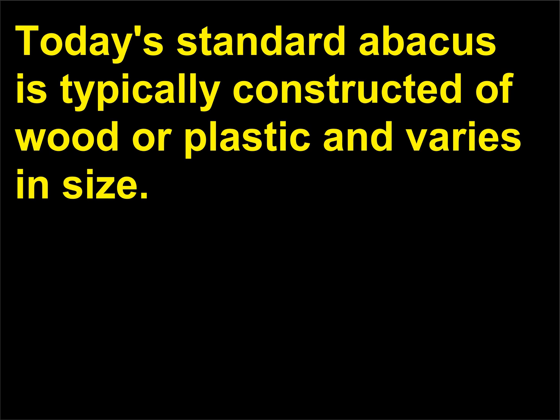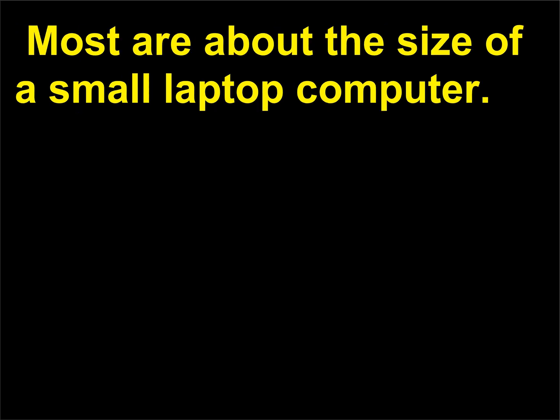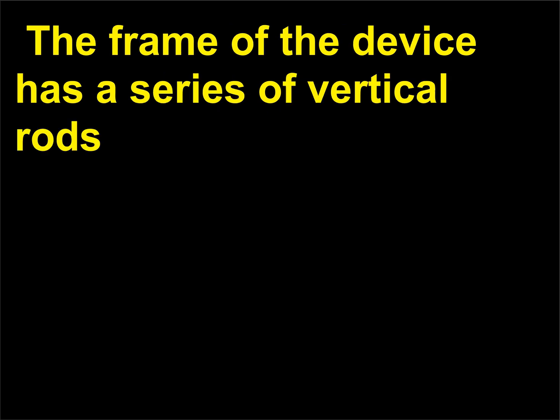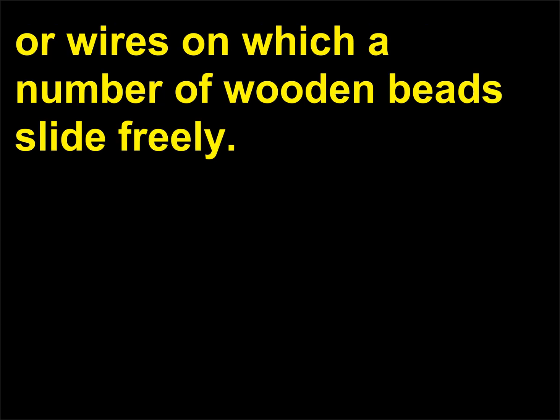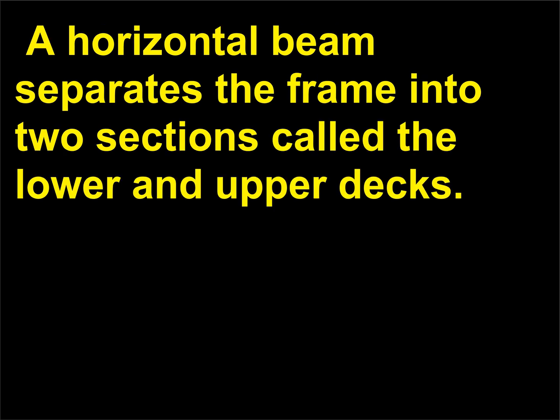Today's standard abacus is typically constructed of wood or plastic and varies in size. Most are about the size of a small laptop computer. The frame of the device has a series of vertical rods or wires on which a number of wooden beads slide freely. A horizontal beam separates the frame into two sections called the lower and upper decks.